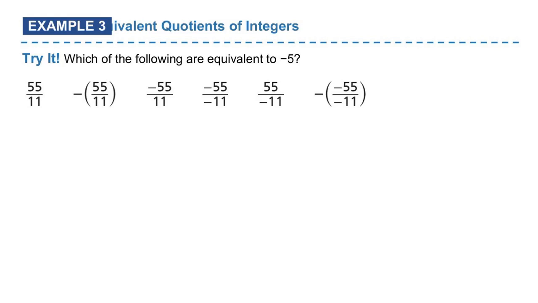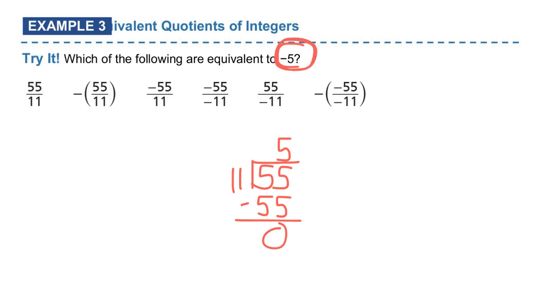All these numbers are the same, so let's do the computation first. So 11 goes into 55. If I skip counted, 11, 22, 33, 44, 55, it would go in 5 times. So my answer is I want something that is equivalent to -5. And so these are all going to work computation-wise. I just have to figure out which ones have a negative sign.